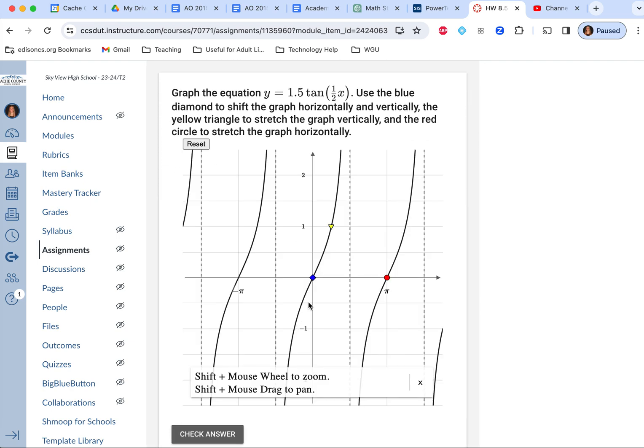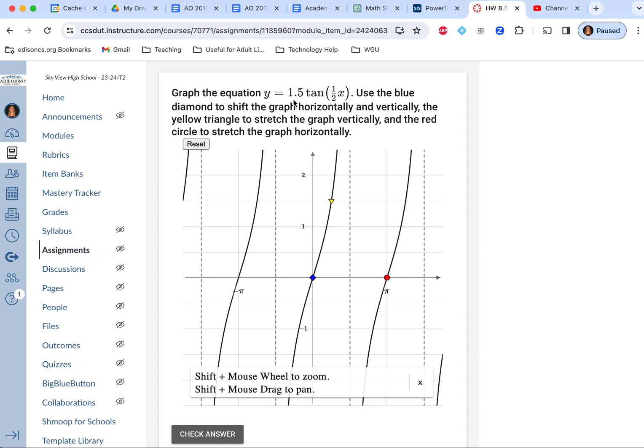Just like as if I have sine or cosine, I'm still going to use the yellow triangle or yellow dot to adjust the amplitude. So I move that up to 1.5. And then the period, or the left and right, up and down, I guess I would check that first. I'm not going to move it left, right, up, or down because there's no numbers subtracting inside the parentheses or outside the parentheses. So this right here is just the b value to affect the period length.